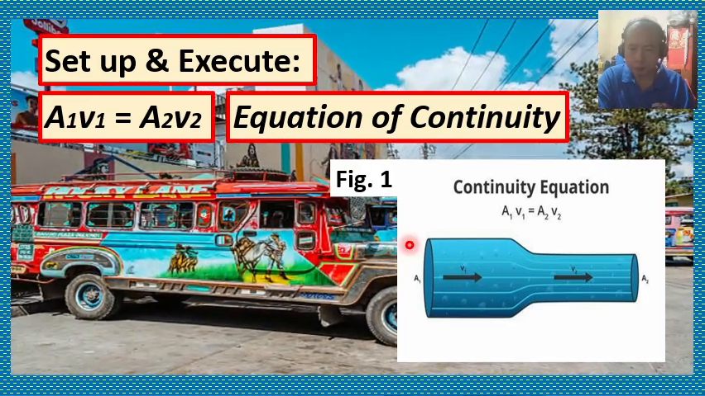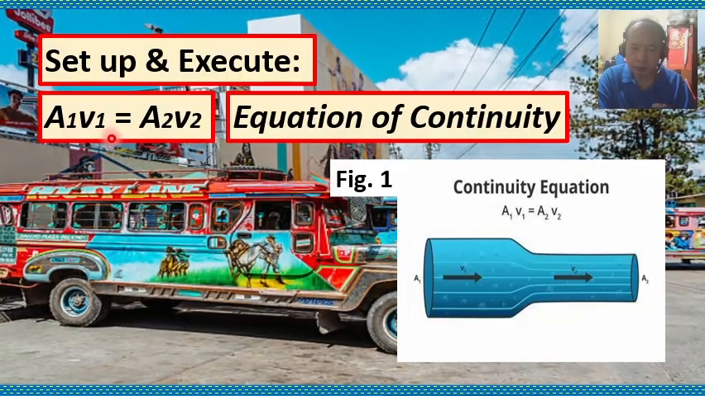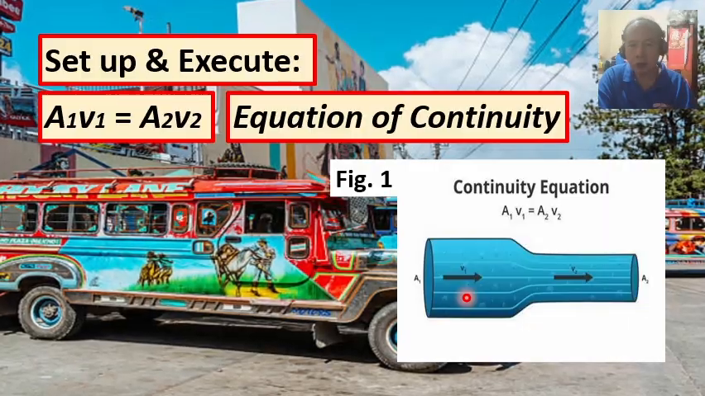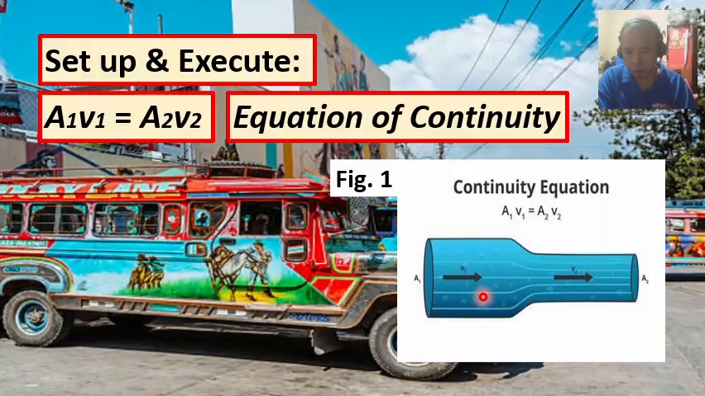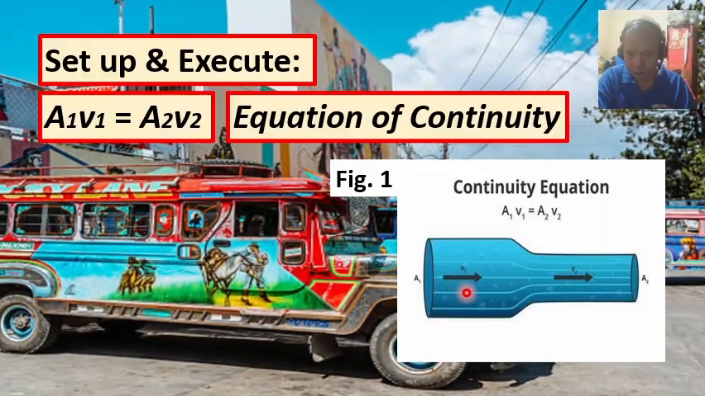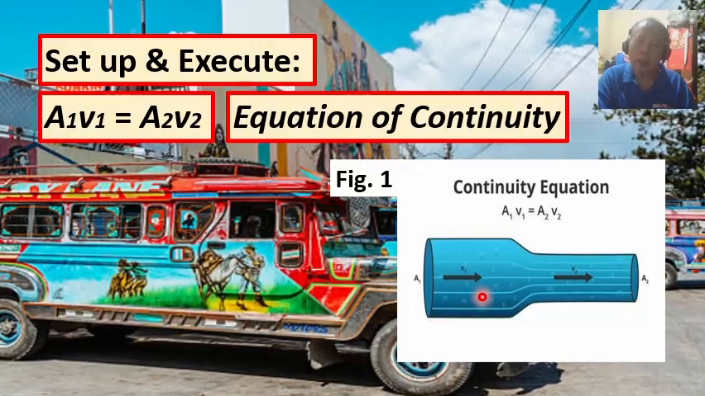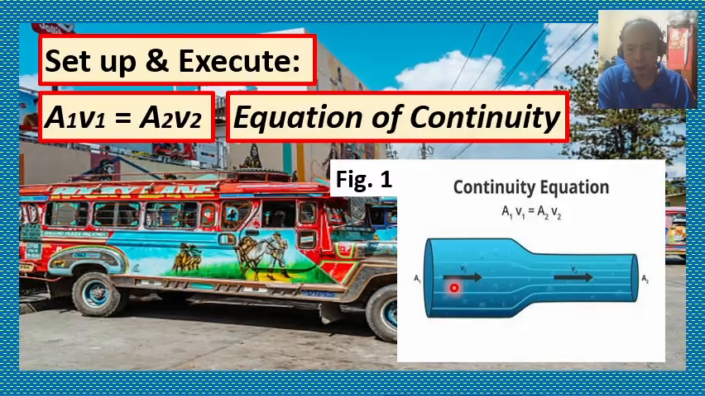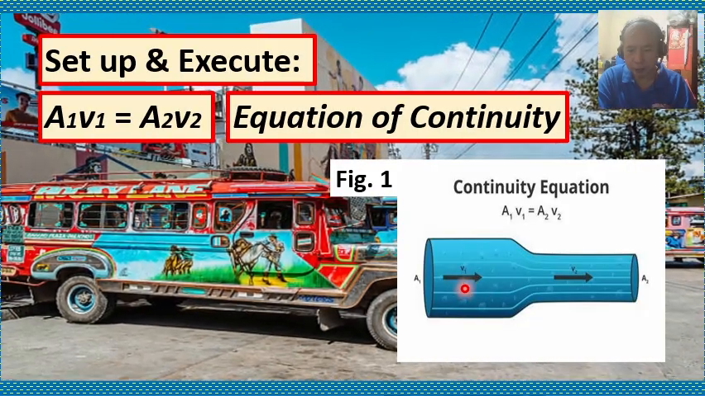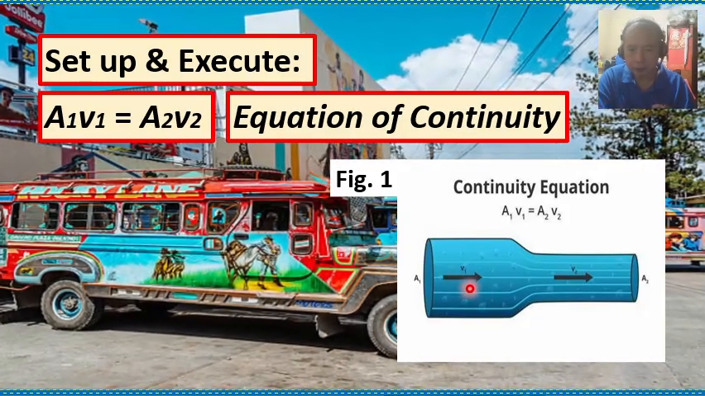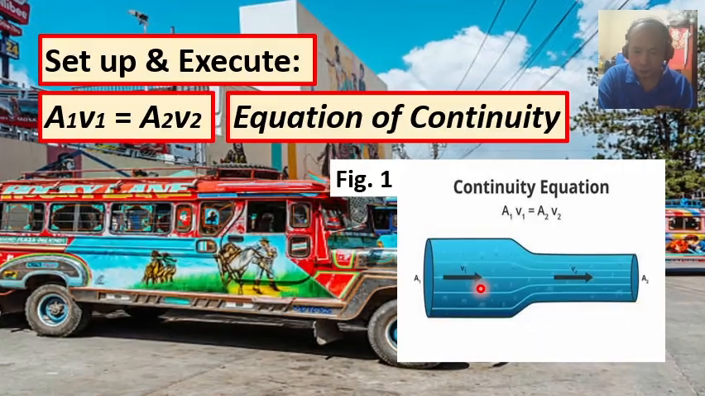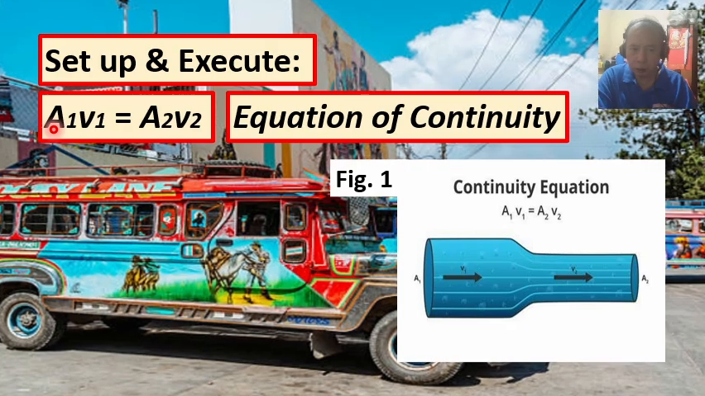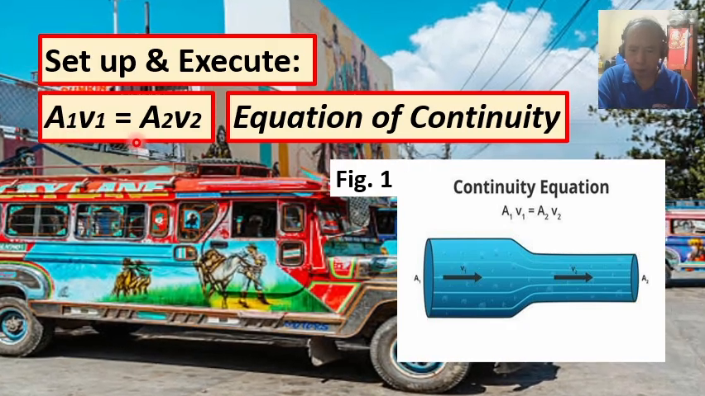So their product, A sub 1 times V sub 1, is what we call the rate of flow of the water in this bigger pipe. In other words, when water is flowing here, the rate of flow is equal to A sub 1 times V sub 1, right?